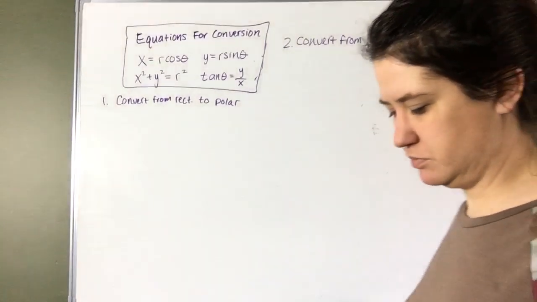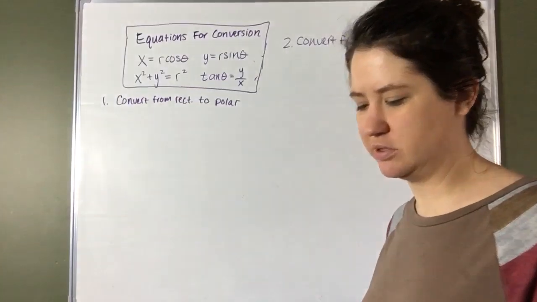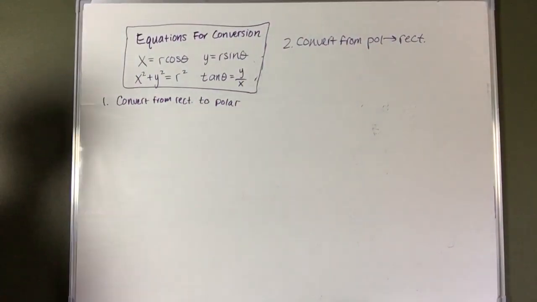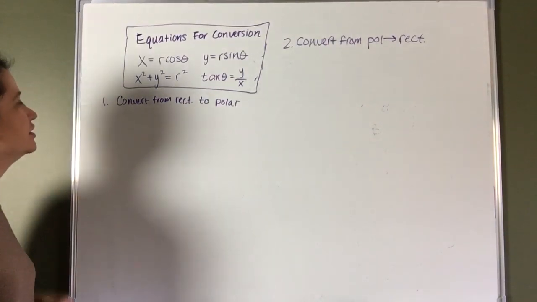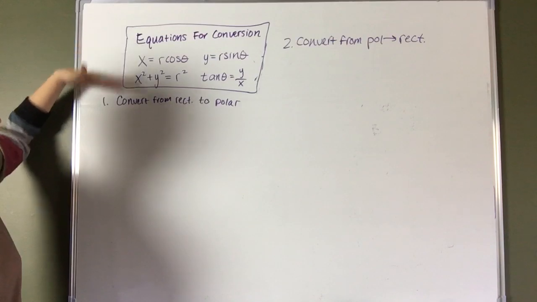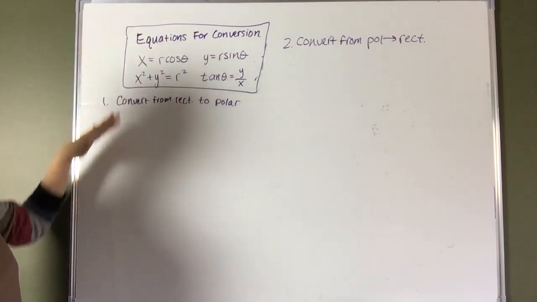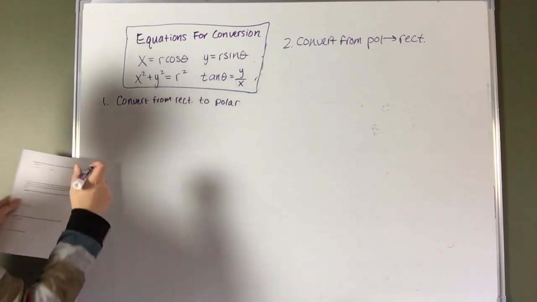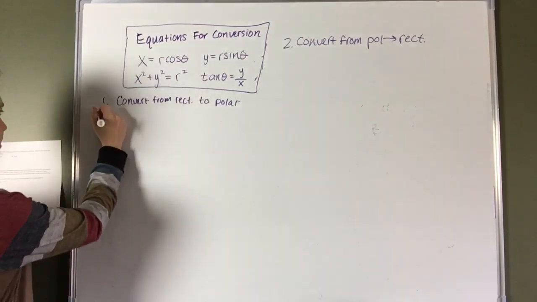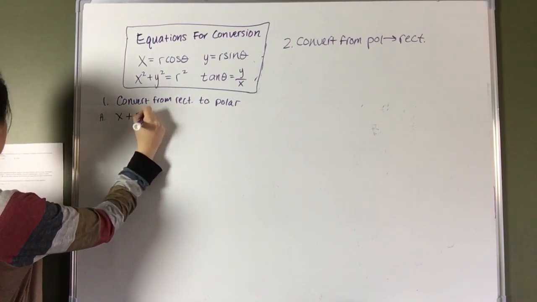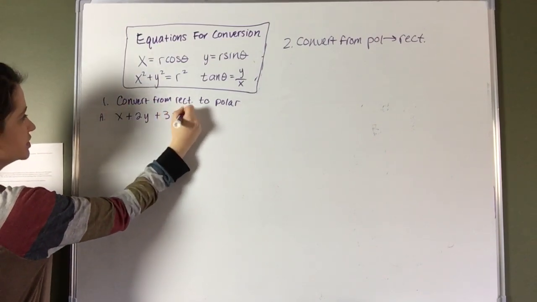All right, the last thing we're going to do in this section is talk about converting equations from rectangular to polar and vice versa. The equations for conversion stay the same, but we can pull from any of these four equations during either one of these processes. So the first one we're going to look at is x plus 2y plus 3 equals 0.